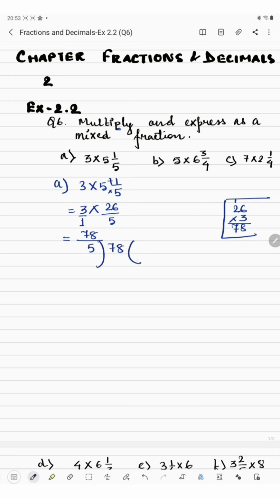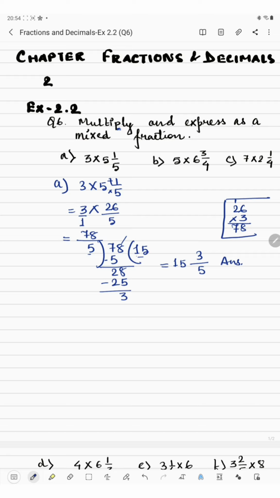Okay, so 5 1s are 5. Since here there is one digit, we will take one digit. We will not take two digits at a time. So 7 minus 5 is 2. Now 8 will come down. Now 5 5s are 25. So 8 minus 5 is 3. So how to write the mixed fraction? We will write the quotient first, and then the remainder will be up and the divisor will be down. So it will be 15 3 by 5.